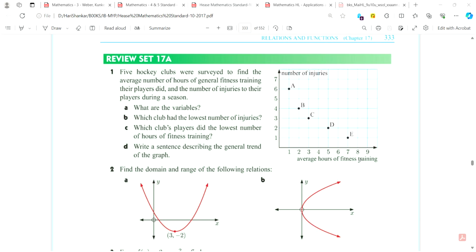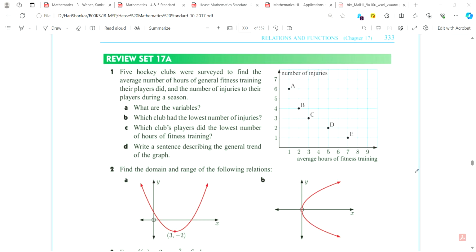So we can write that the chances of injuries of players increase when they devote less number of hours to fitness training. This could be one of the wordings. If you think of something better than that, you can write it, but this is something that we can write.